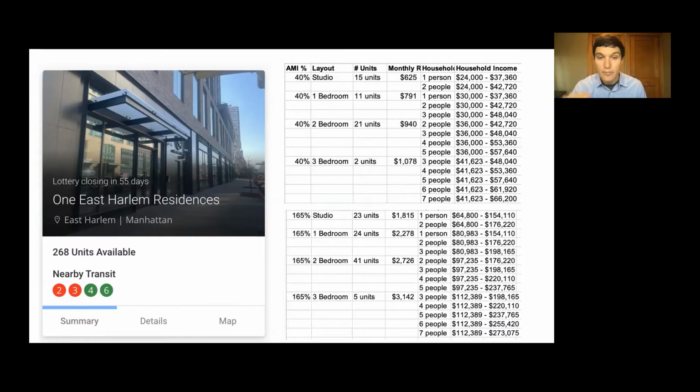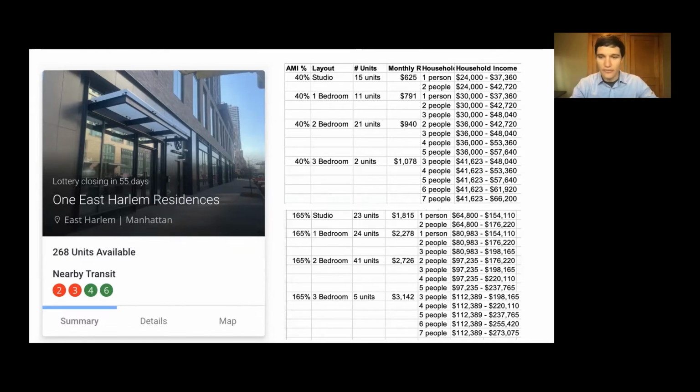But in the same building, you also have essentially identical apartments that are targeted towards people making higher incomes, up to 165% of median income. And so your eligibility is really unit by unit, and it depends on both your household size and your income.